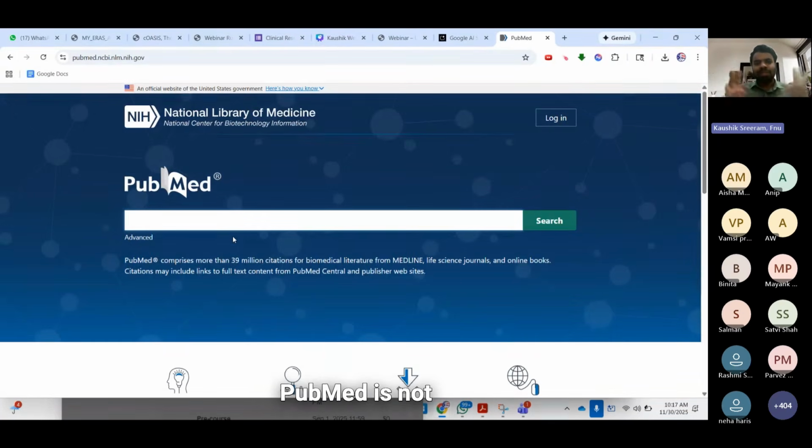Let's see, PubMed is not a journal, right? Everyone says, oh, I'm going to publish in PubMed. You are publishing in a journal, which is somewhere else. Now, if a journal is not in PubMed, then the quality of the journal might not be that good, right? That's all it means. So what's the difference? PubMed is like Google for journals. And if the journal is on PubMed, then at least I can trust that this journal is good.